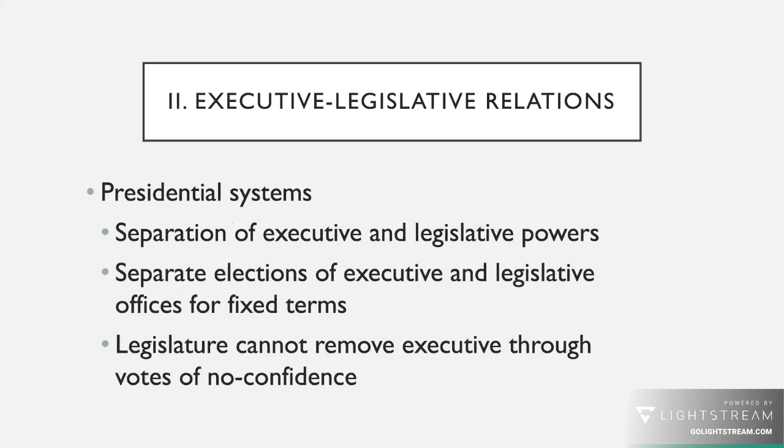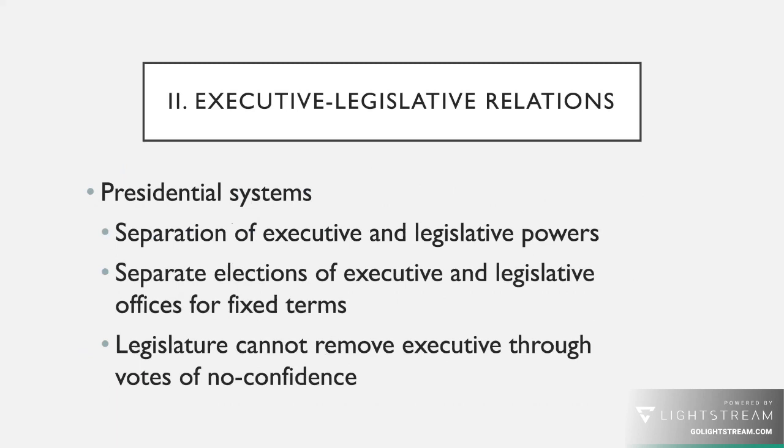A presidential system, as it suggests, has a president at its head. So the United States is a very obvious example of this. What's so important about a presidential system is it entails the separation of executive and legislative powers. So in a presidential system, the separation of powers between the executive and legislative branches is very strong.